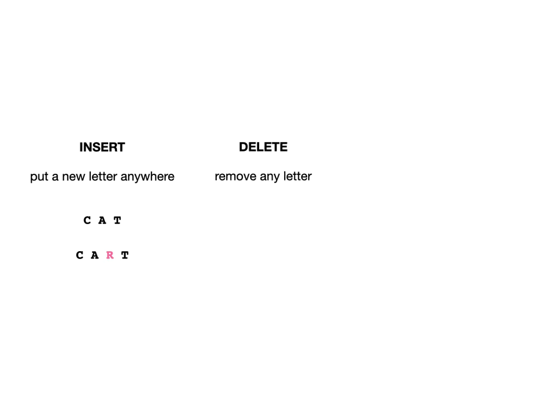So again, insert operations mean you can put one new letter anywhere. Cat can become cart. Cool. And in a single step. Delete operations would be remove any letter, so cat can become at in a single step. And then replace means change one letter to another. Cat can become caught in a single step.